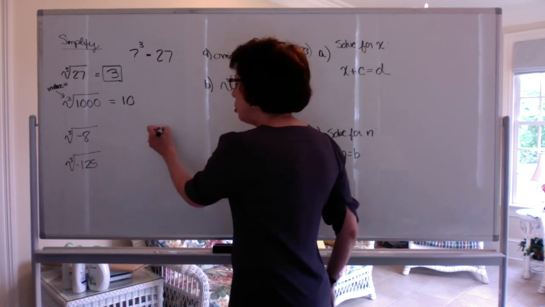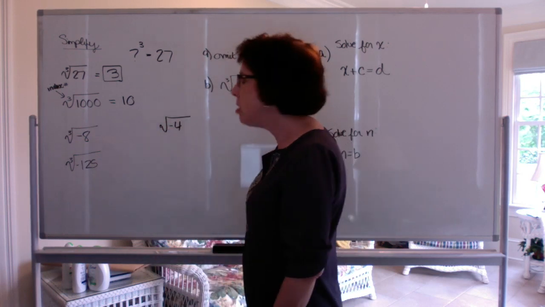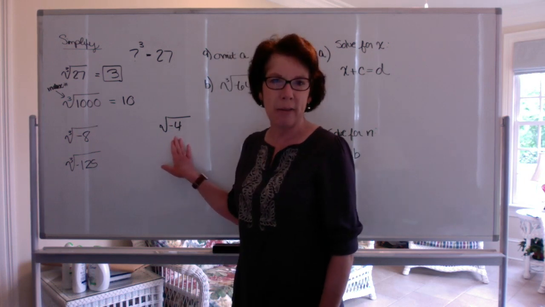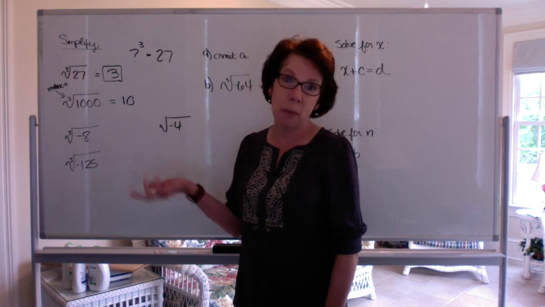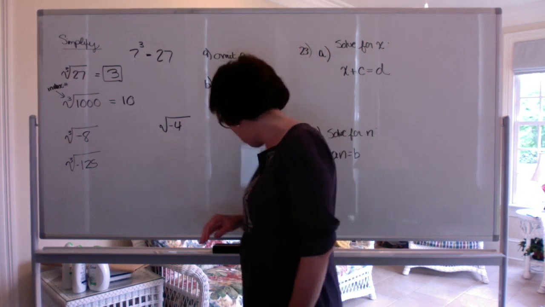We cannot do the square root of -4 because there is no number that you can multiply by itself and give you a negative answer. Okay, because 2 negatives give you a positive. So this is impossible. This is impossible to get a real number here.